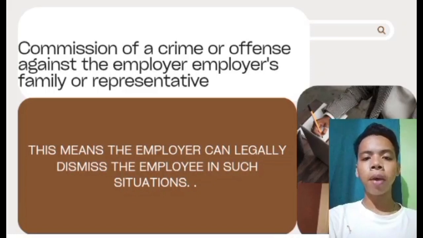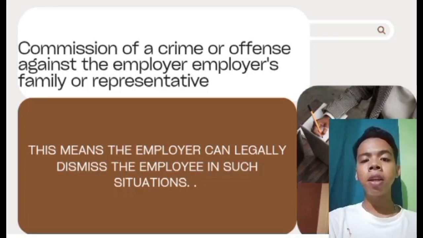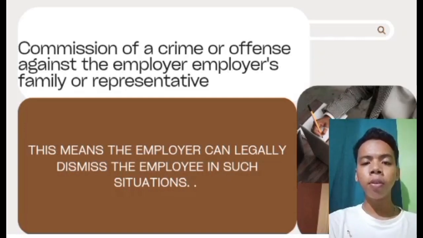Commission of a crime or offense against the employer, employee's family, or representative. So this means the employer can legally dismiss an employee in such a situation. Under Philippine labor law, an employer may legally dismiss an employee who commits a crime or offense against the employer, their family, or representative, provided the termination complies with substantive and procedural due process outlined in the Labor Code. First is Article 297 of the Labor Code, formerly Article 282, which lists commission of a crime or offense against employers or their immediate family or representative as a just cause for dismissal.